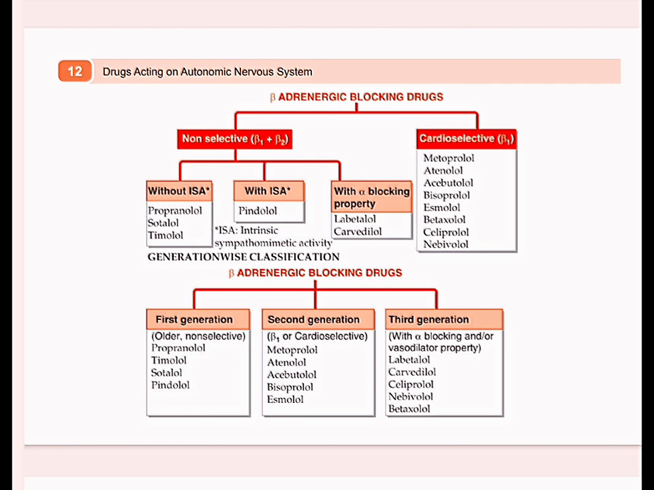The next class is the cardio-selective, that is beta 1 selective drugs, that include metoprolol, atenolol, acebutolol, bisoprolol, esmolol, betaxolol, celiprolol and nebivolol. All these drugs are classified in another way also, that is first generation, second generation and third generation. We can see here this classification, and I hope you all are getting my point and understanding all this classification from cholinergic to adrenergic and antiadrenergic drugs.